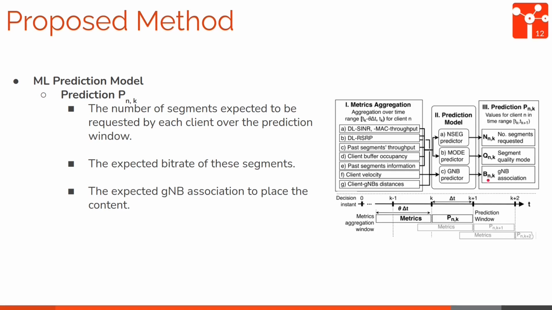The G-node-B association is relevant when considering client mobility, since it determines where to place the prefetched content. Incorrectly allocating MEC capacity to the content will negatively affect the cache hit ratio. So in the next slide, I will explain more elaborately what the cache hit ratio is.